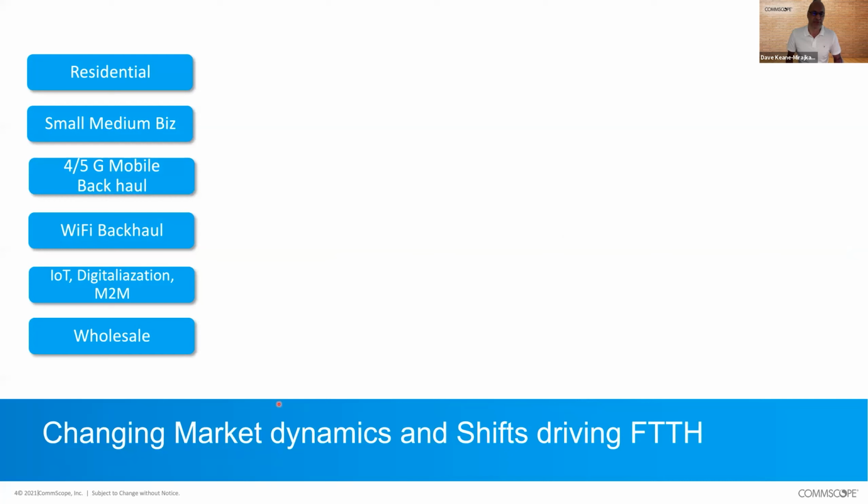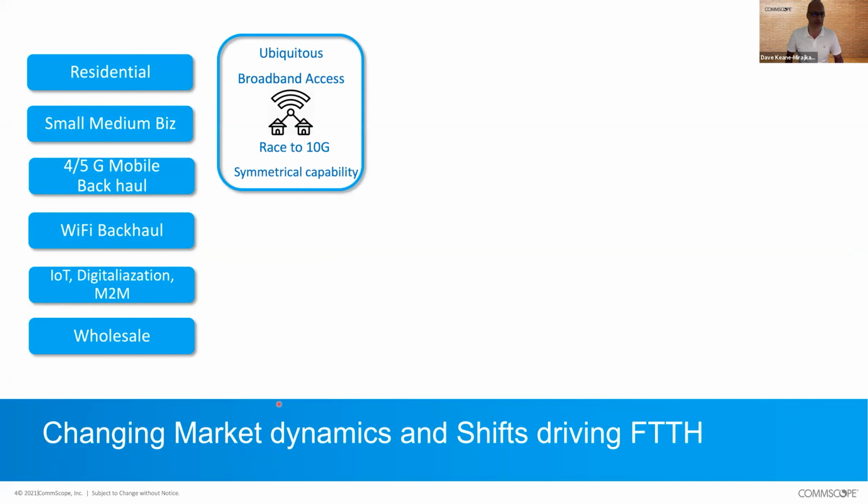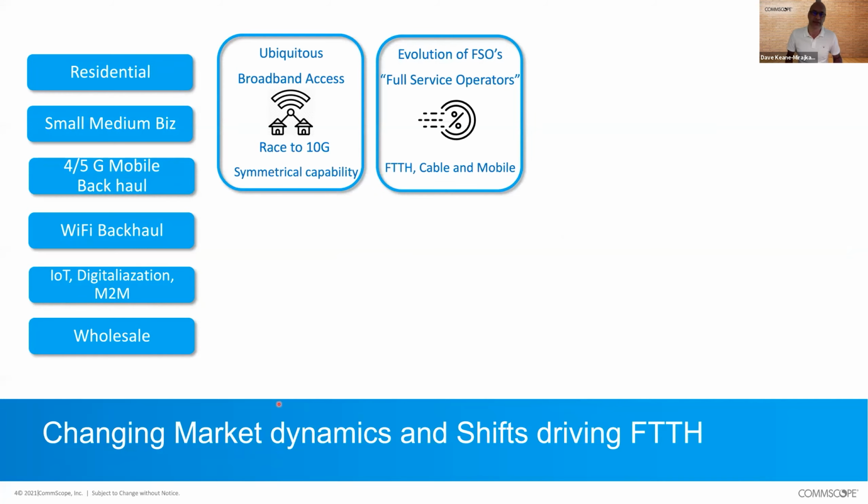There are dynamics in the market that are consuming bandwidth, as you would expect, but also a lot of changing dynamics, as I just mentioned, the utilitarian approach to ubiquitous broadband access, the race to 10 gig. There seems to be a race of how quick we can get to symmetrical capacity and capability. Can we use it at the moment? Maybe not, but that's the goal.